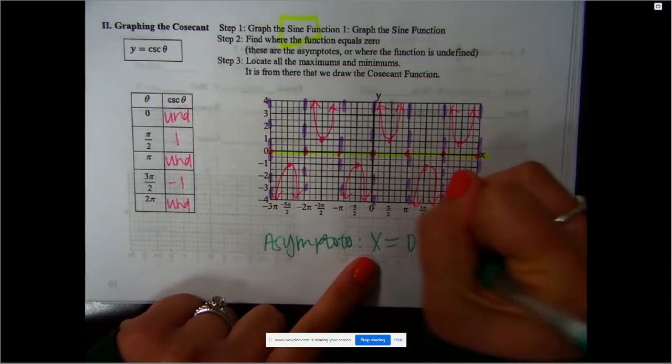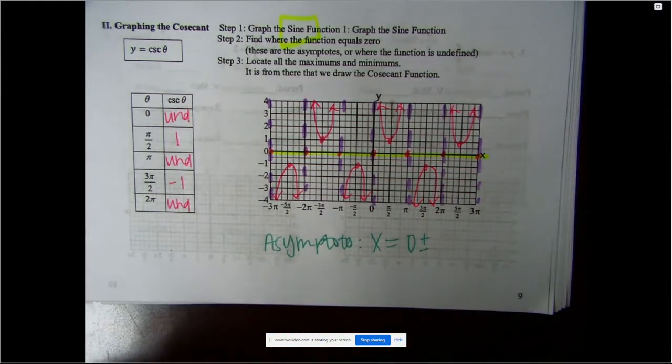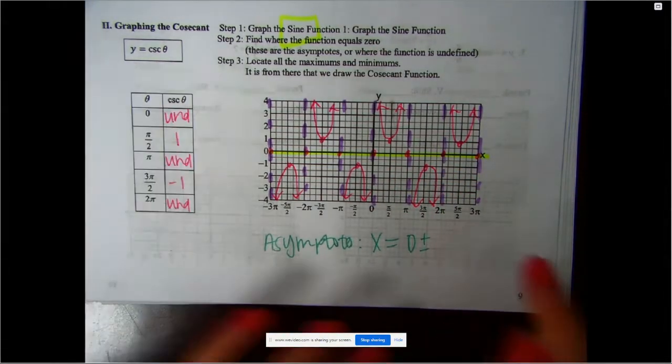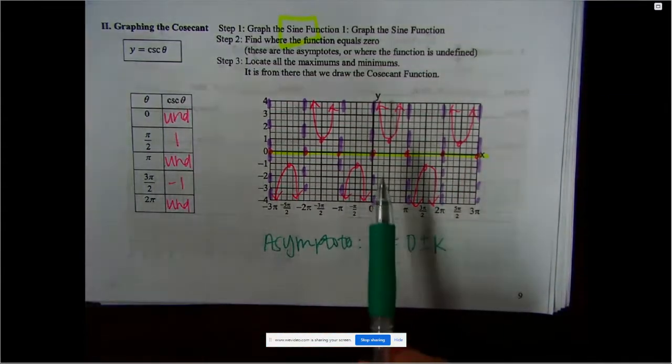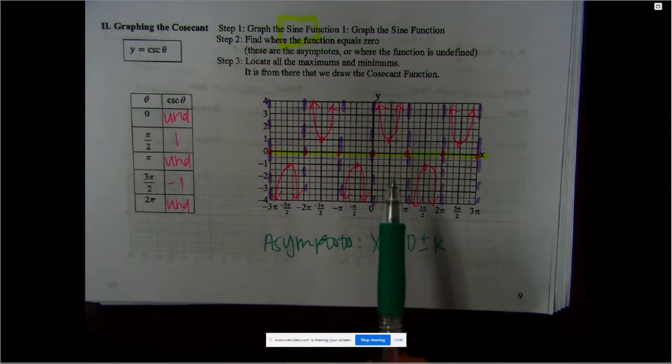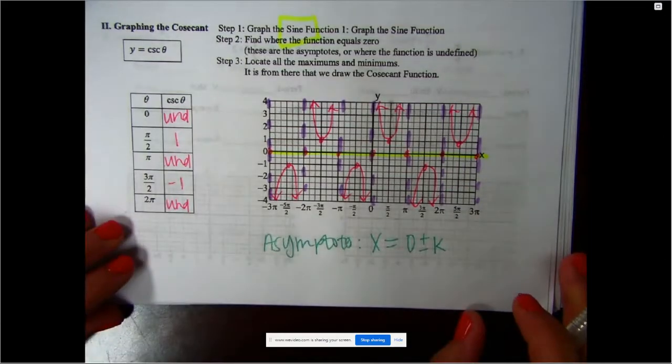Plus or minus to show there's more asymptotes to the left and to the right. And then we use the K for our constant. And now for sine and cosine, or I'm lying. Have we done tangent and cotangent? Have I done this? I'm getting confused between this and my own level. Oh my gosh, we haven't even learned this.